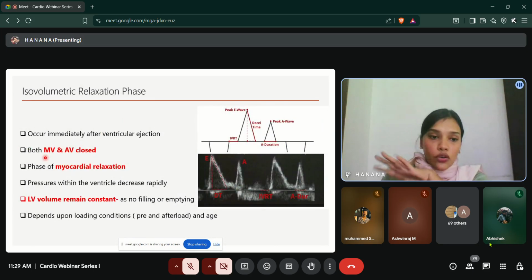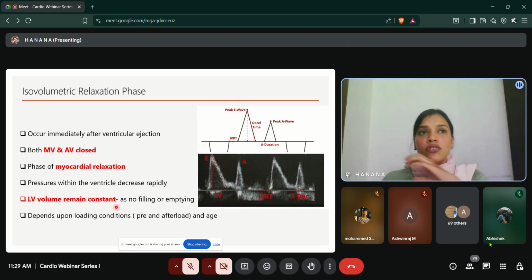So both the valves are closed, and this is the phase of myocardial relaxation. The pressure within the ventricle decreases very rapidly, it falls very rapidly. That's why this decline. And the LV volume remains constant, because we know that both the semilunar valves and the AV valves are closed right now. No filling or emptying is happening in this phase. So the LV volume remains constant.